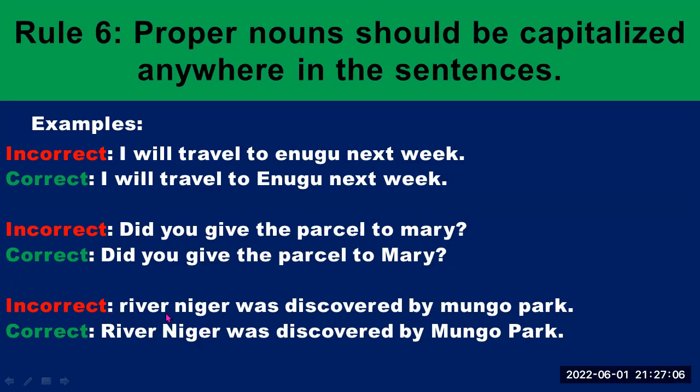Let's look at another example. River Niger was discovered by Mungo Park. Now, this is incorrect because River Niger is a proper noun, and here it's written in small letters. Mungo Park, which is the name of a person, is also a proper noun and cannot be written in small letters. So look at the correct version: River Niger, capitalized, was discovered by Mungo Park, capitalized.